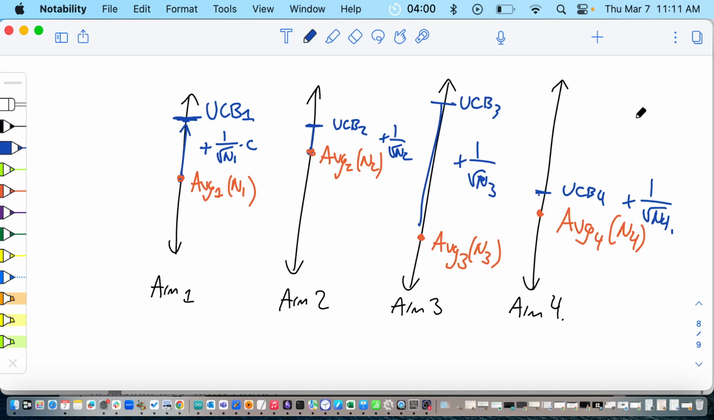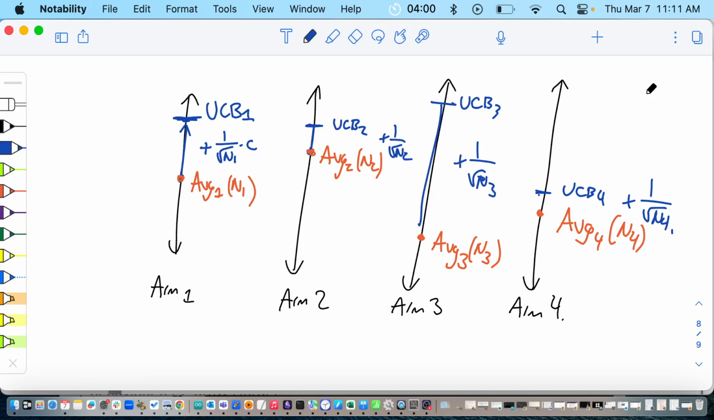In my example, I gave this guy a big boost. This guy has a super small average, but he got a huge boost. Why did he get a big boost? It's because N3 must be very small. If N3 is really small, that means we haven't tried this arm very much, so we get a big boost to this arm. And this is representing the fact that, look, you haven't tried arm number 3 many times. And so even though it has a low average, it could be that we just got unlucky, right? Like, we're quite unsure about the average of arm 3.